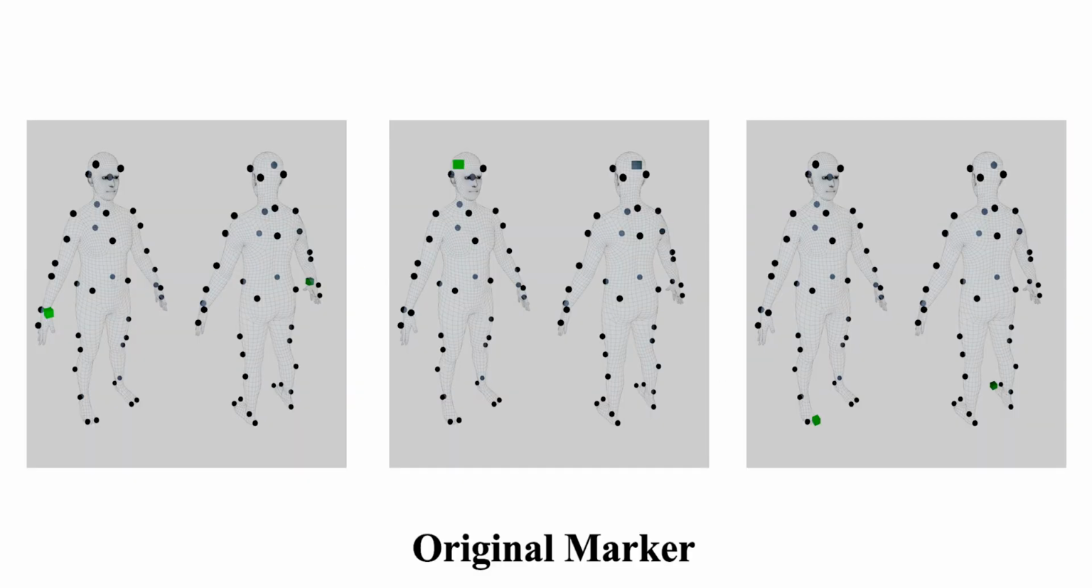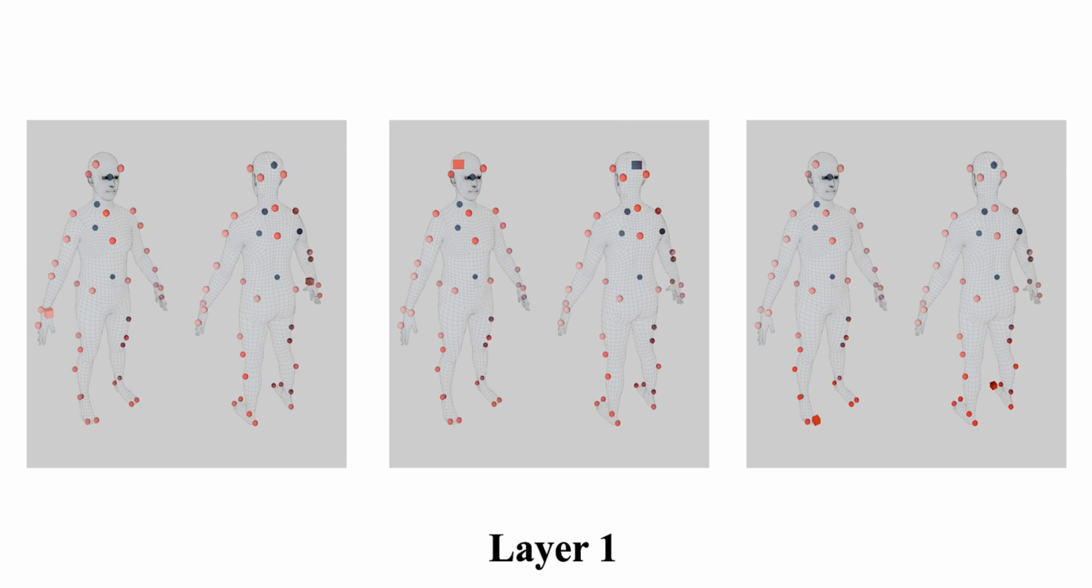We compute the attention span at each layer for three different markers indicated by the cube shape. The intensity of the color red corresponds to the attention weight. Deeper layers focus the attention on geodesically closer body regions, indicating that the network has learned end-to-end about the structure of the body from the point clouds.